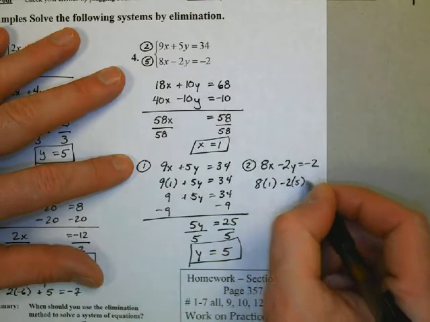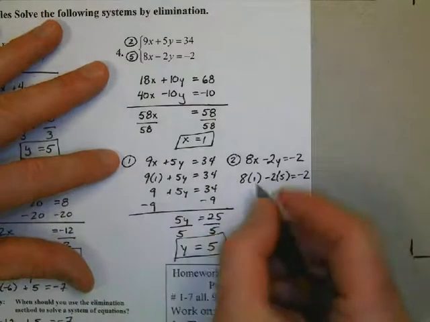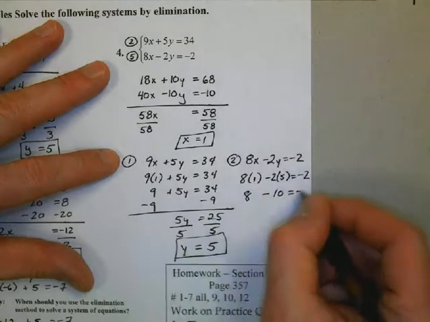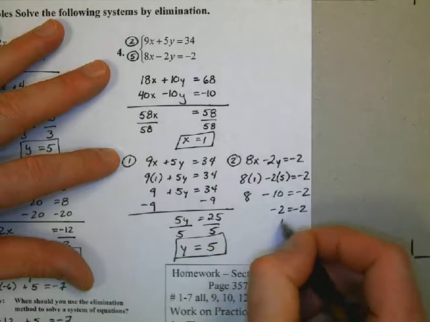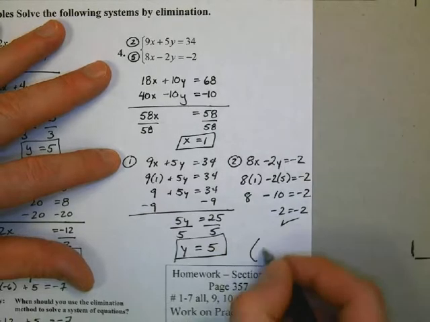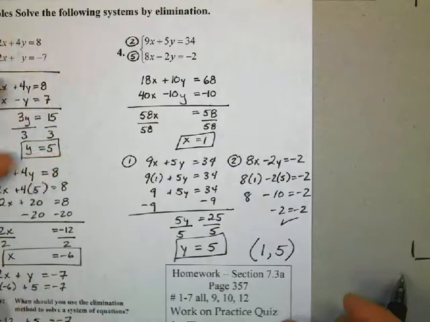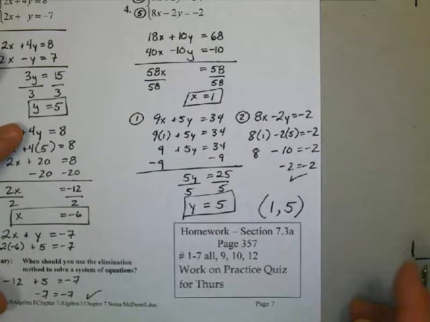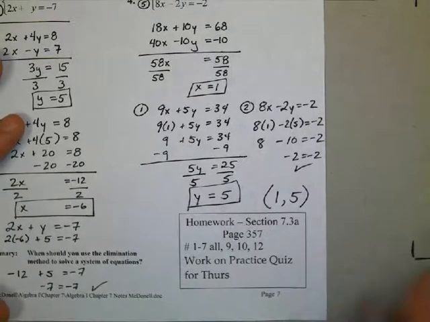This is my second equation and my second solution. I now need to check it. Since I used the first equation to solve it, I'm going to use the second equation to check. 8x minus 2y equals negative 2. For the x, I put in a 1. For the y, I put in a 5. Equals negative 2. 8 times 1 is 8. 5 times 2 is 10. 8 minus 10 is negative 2, so the problem checks. And my answer, 1, 5.